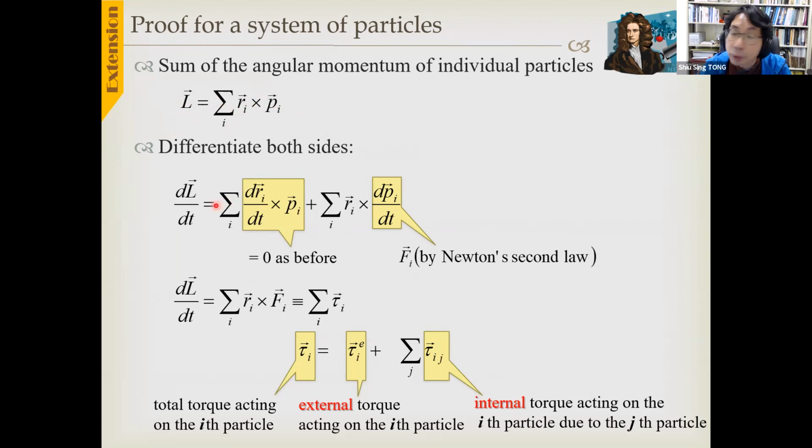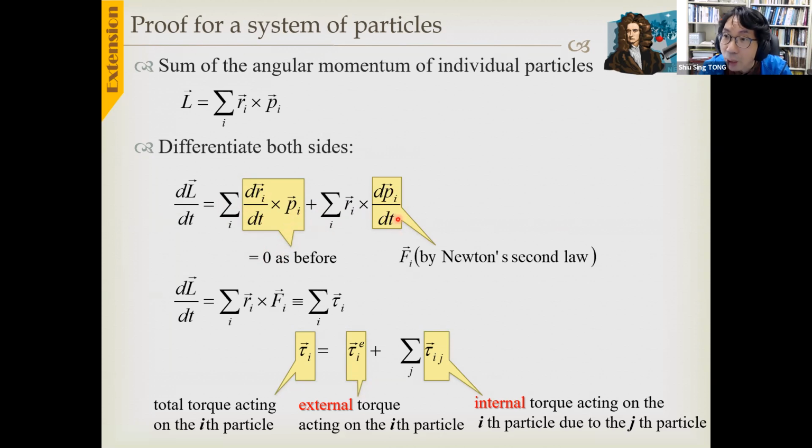Okay. Now we differentiate both sides, and just like before, we apply the product rule. We have dRi/dt cross Pi plus Ri cross dPi/dt. We are just applying the product rule for differentiation, but to a cross product. The first term is 0 as before, because dRi/dt is just V. The momentum also contains a V, so Vi cross Vi is 0, just like a single particle.